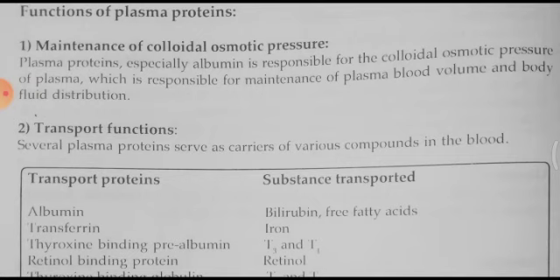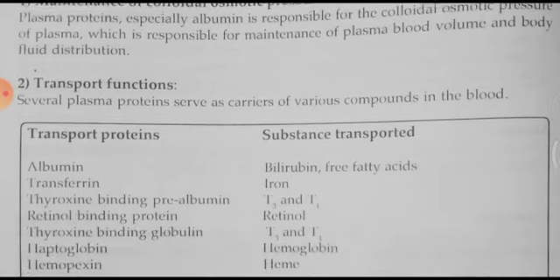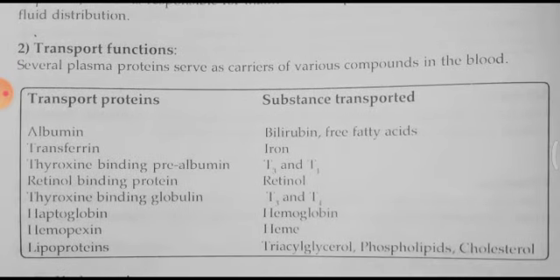Transport function: several plasma proteins serve as carriers of various components in the blood, and a few of the proteins' functions are listed here. Albumin helps in the transport of bilirubin and free fatty acids, and iron transport. Thyroxine binding prealbumin carries T3 and T4, retinol binding protein carries retinol, thyroxine binding globulin carries T3 and T4, haptoglobin carries hemoglobin, like that. Lipoproteins are helpful in triglyceride, phospholipid, and cholesterol transport.